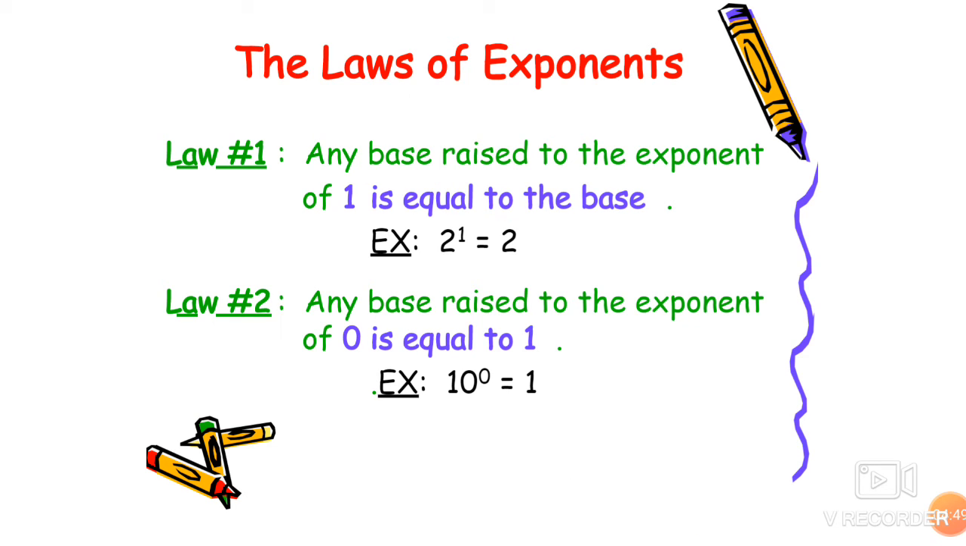Here are the same laws with examples. Law 1, any base raised to the exponent of 1 is equals to the base. If we have 1 as the exponent, the answer is equal to the base. Any base raised to the exponent 0 is equal to 1. If we have 0 as the exponent, the answer is just 1.